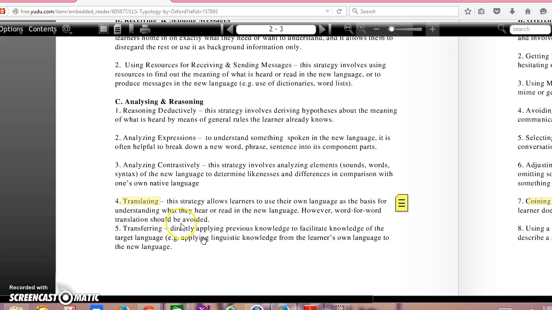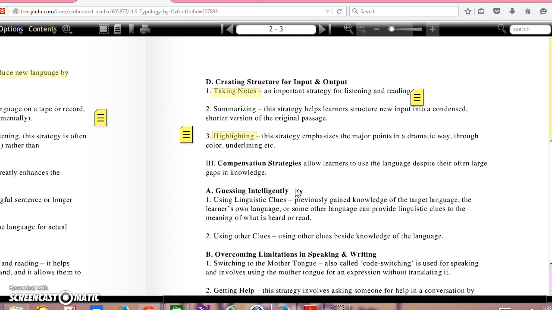However, word-for-word translation should be avoided, and this is what I normally do because my parents read Malay newspaper, so I'm trying my best to translate the passage from Malay to English. Proceeding to creating structure for input and output, the first one is taking notes. This is an important strategy for listening and reading, so my advice, you can take notes during the lectures or maybe when you watch video you can also jot down some notes.